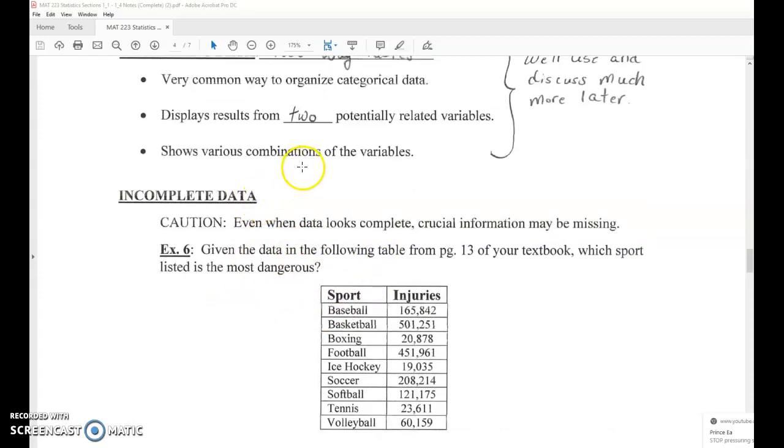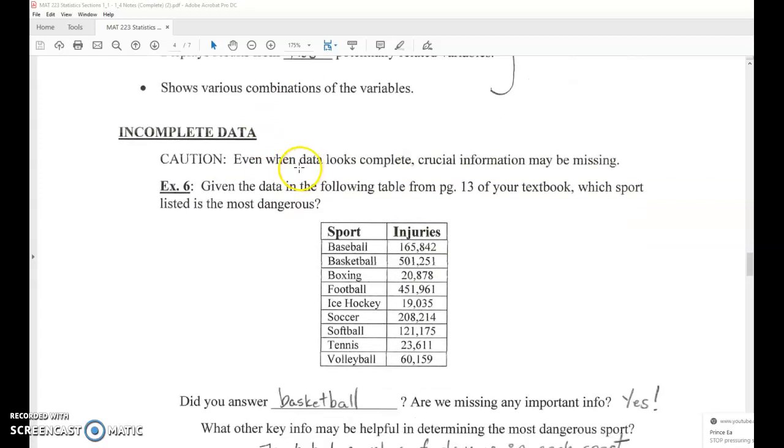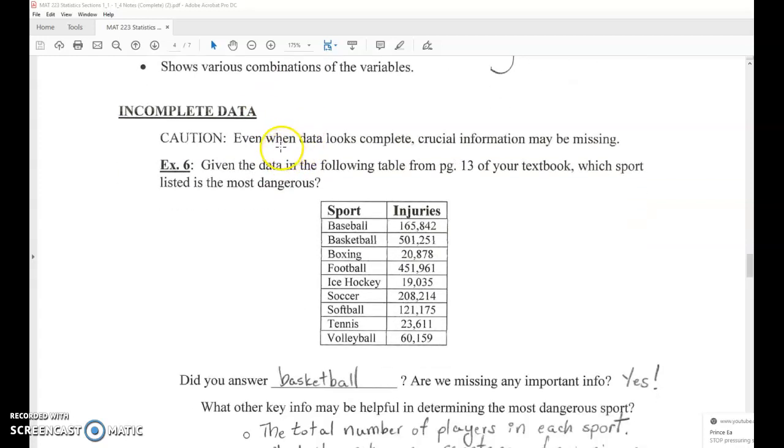but I don't really want to talk about two-way tables much more. We're going to get to that in later chapters. I just wanted you to know that that's upcoming.